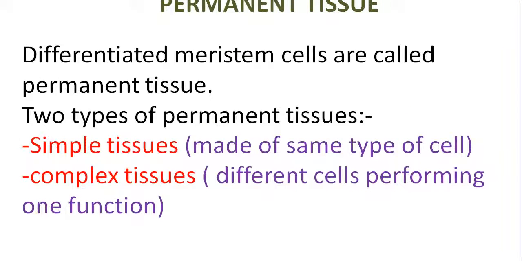Permanent tissues. Permanent tissues are basically differentiated meristem cells which have changed their shape and size to get specialized and perform different functions inside the plant body. It is of two types: simple tissues, which are made of the same type of cell, and the complex tissues, which are formed of different cells performing one function.